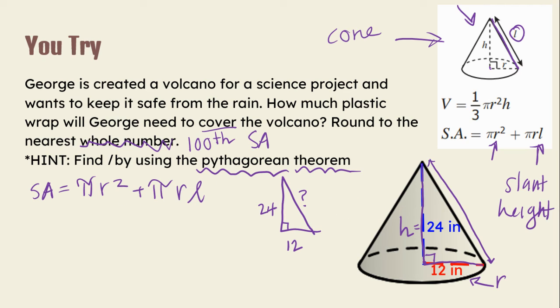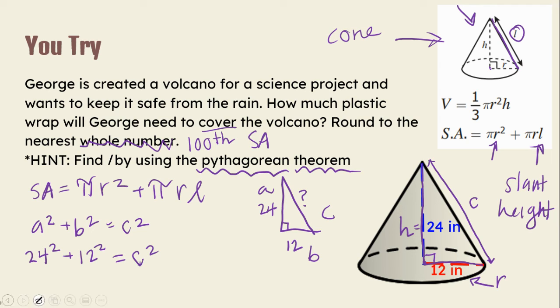So look on your formula sheet, you're going to see a right triangle that has A, B, and C. And it'll tell you the formula is a squared plus b squared equals c squared, where A and B are the legs or the sides that make the right angle. So in this case, 24 and 12. And C is the hypotenuse. It's the slanted side that's opposite of the right angle, which is what we're looking for. We're looking for C.